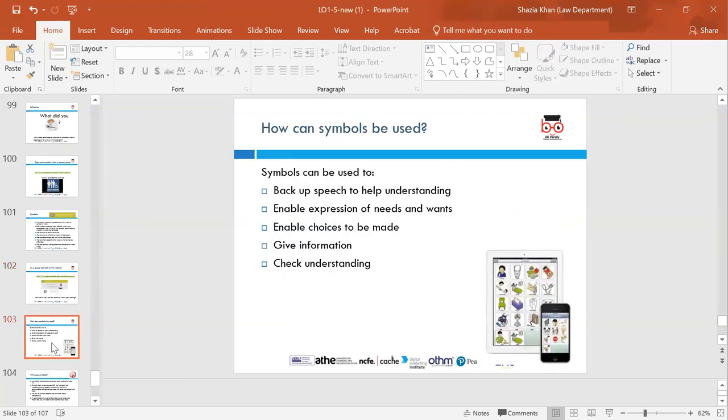In regards to how symbols can be used, symbols can be used to back up speech, to help understanding, to enable expression of needs and wants, to enable choices to be made, to give information, and to check understanding. A symbol is something that stands in for or represents something else. Symbols can be communicated verbally, speaking the word hello, in writing, putting the letters H-E-L-L-O together, or non-verbally by waving your hand back and forth. So symbols are important.